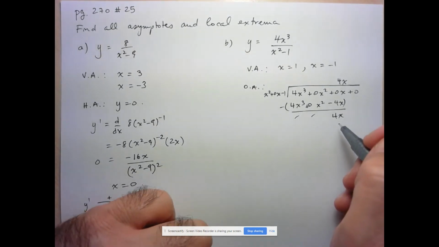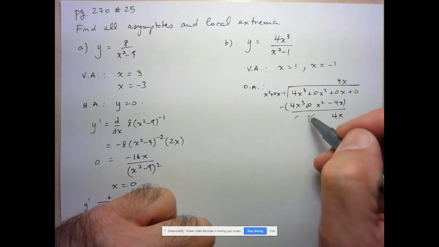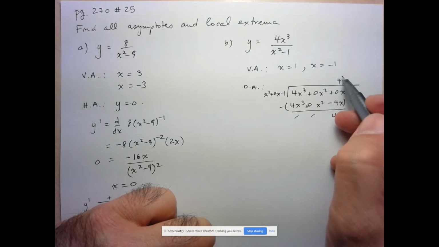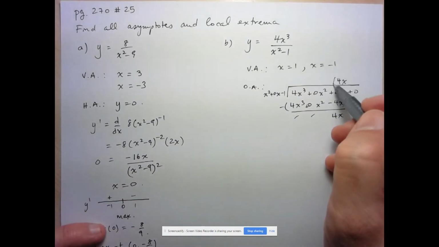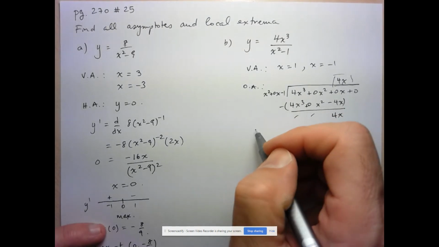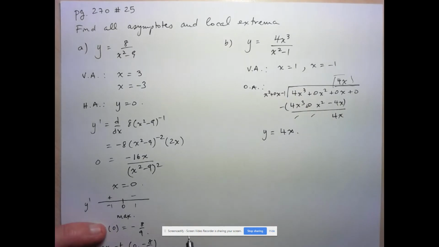Okay, but that's as far as I can go. Since I don't have any x squared terms, there's my quotient. I'm not interested in the remainder term, so I'm just interested in this quotient. So our oblique asymptote is just y equals 4x. All right. So let's now look for the local extrema, see if there's any.